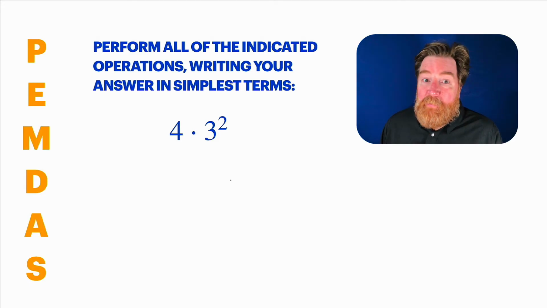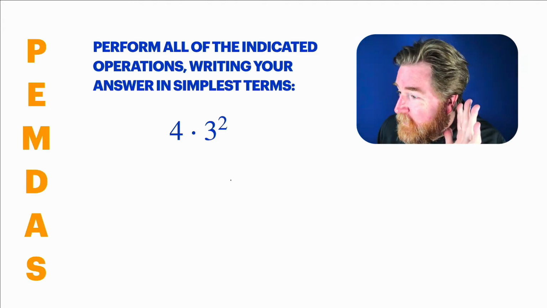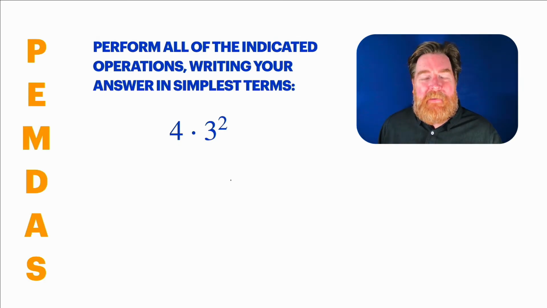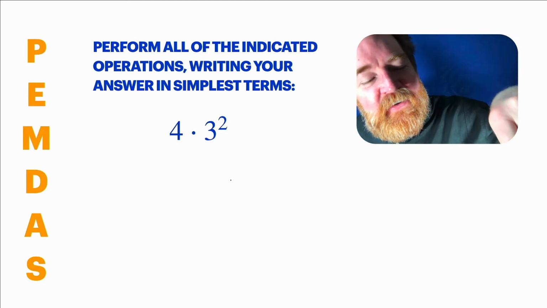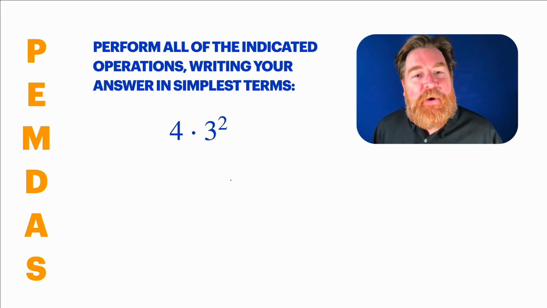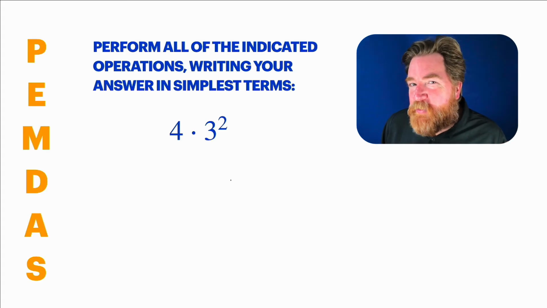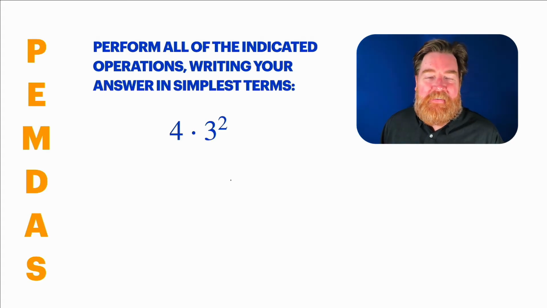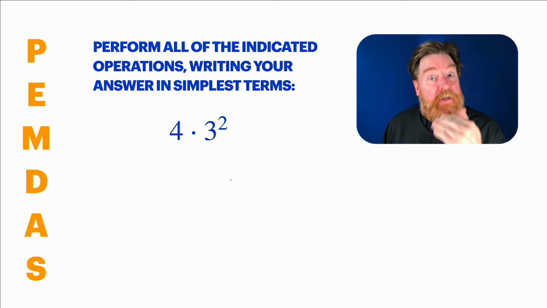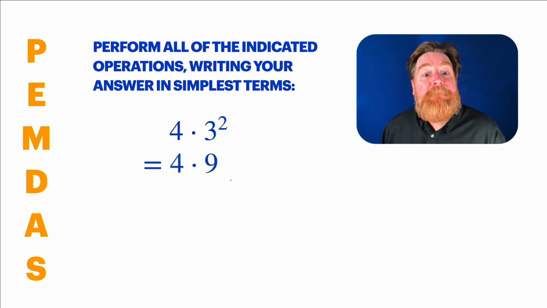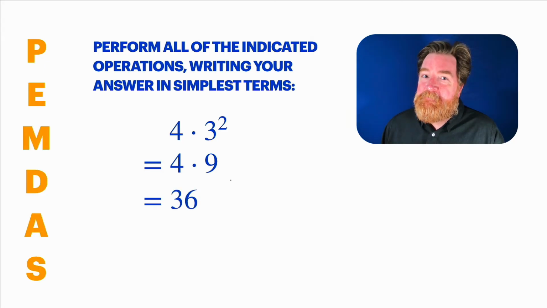4 · 3². So I see two operations going on there. Hope you do too. Exponents and the dot for multiplication. So what happens first? Yell it out. Did you say subtraction? Weirdo. Right? There's no subtraction there. Exponents or multiplication? Which one comes first? Exponents. Good. So let's do the 3 squared. We know how to handle that. That's just 9. And then we can take care of the multiplication. 4 · 9, 36. There's our final simplified answer.